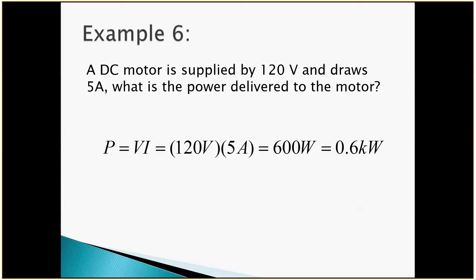A DC motor is supplied by 120 volts and draws 5 amps. What's the power delivered to the motor? Well, here we go. I'm still back in the same circuit that I've had all along. I have a 120 volt battery.